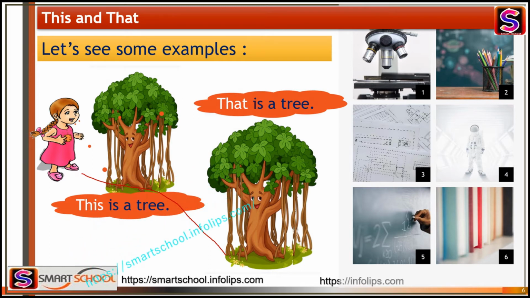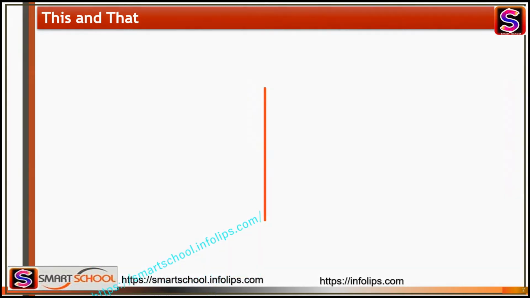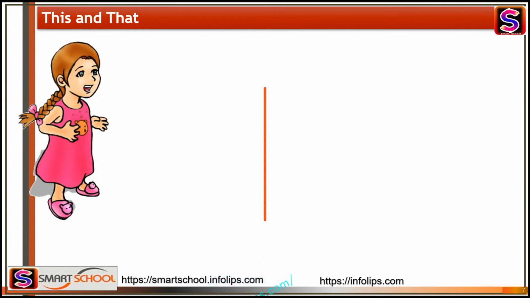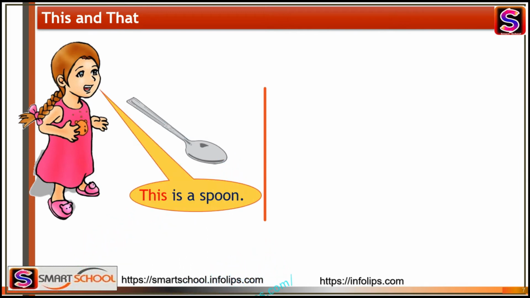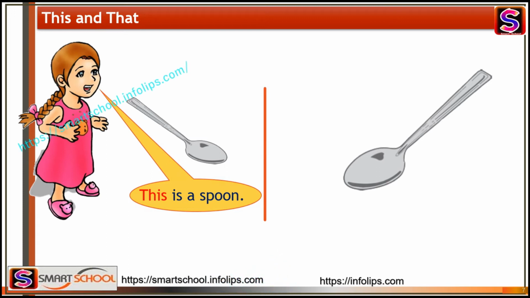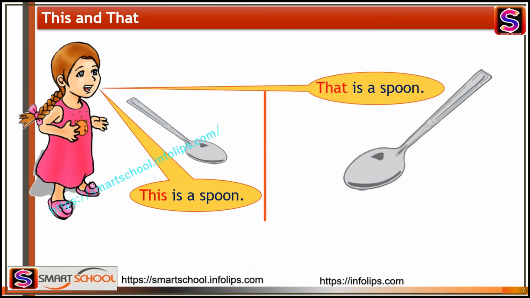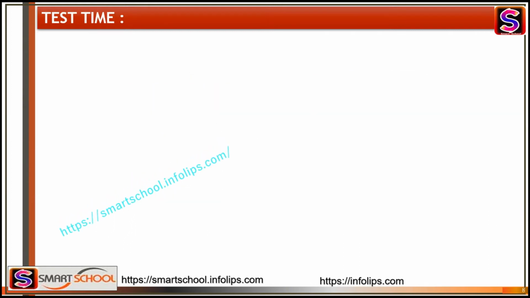Let's see one more example. See here, there is a girl and there is a spoon, and that spoon is very near to her. So she said, this is a spoon. And see, there is one more spoon, but that is far from her. So she will say, that is a spoon.